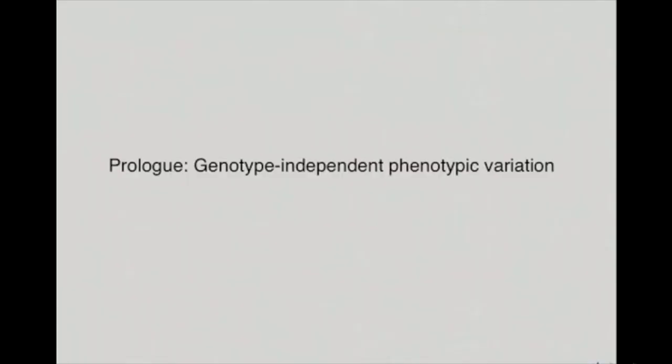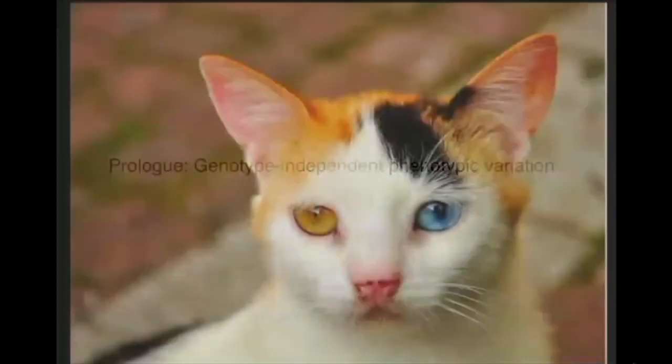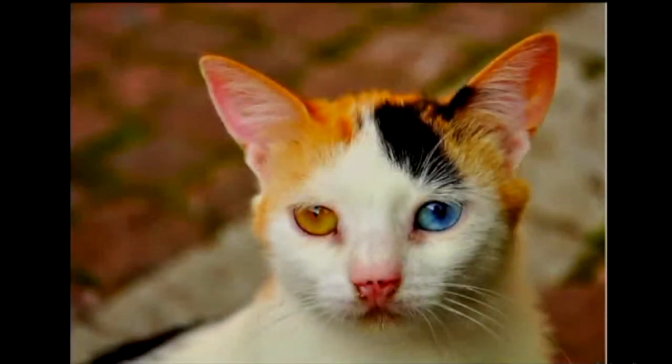I intentionally made this talk kind of unstructured, and I just want to give an impression of some of the non-genetic contributions to phenotype. That is, things that can't be deduced from an accurate knowledge of the entire sequence of the genome. So I'll give you some examples of genotype-independent phenotypic variation. And we'll start with something that's probably familiar, and that's a cat.